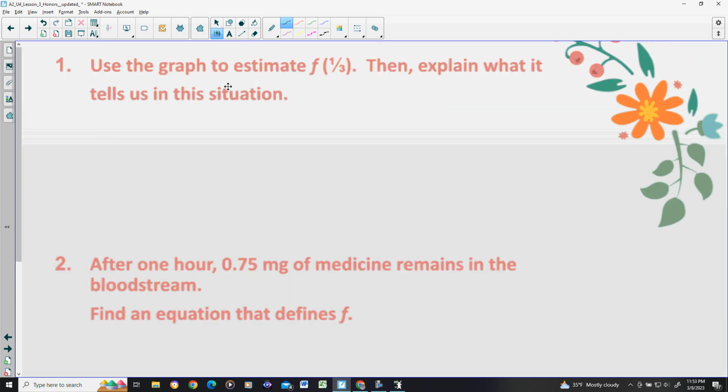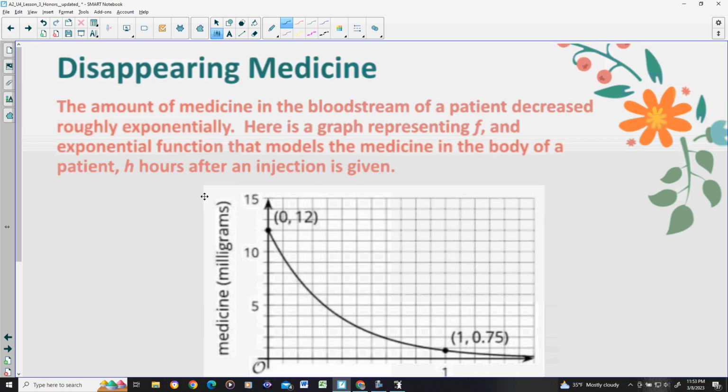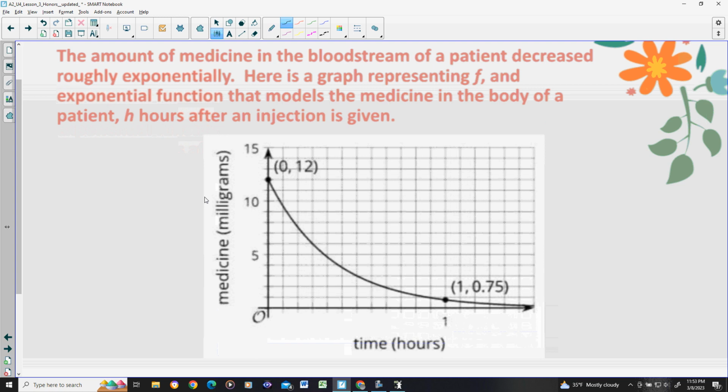So, what does 1/3 represent? Use the graph to estimate 1/3. And what does it mean? So, let's find where 1/3 is on this graph, right? So, 1/3. Let's see, we got 1, 2, 3, 4, 5, 6, 7, 8, 9, 10, 11, 12. So there's 12 lines. So 1/3 is going to be 1, 2, 3, 4 lines. So here's 1/3 right here.